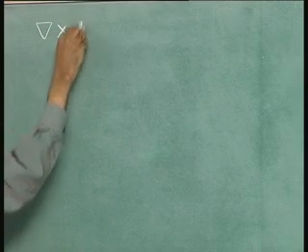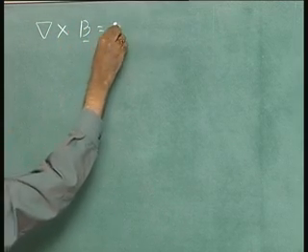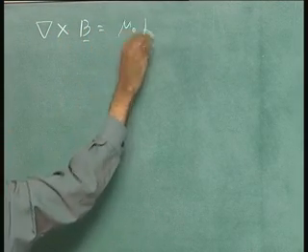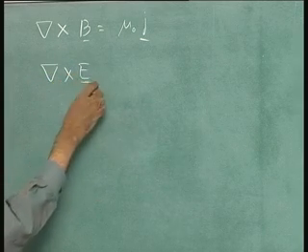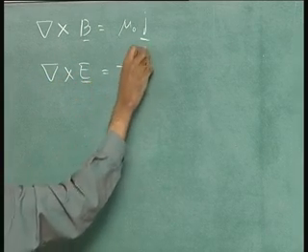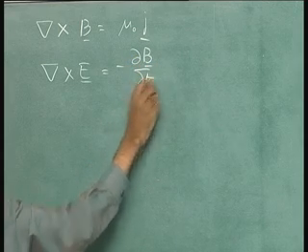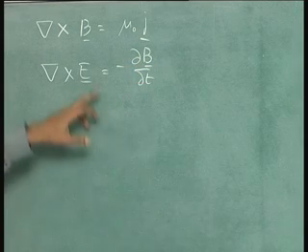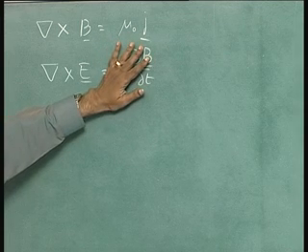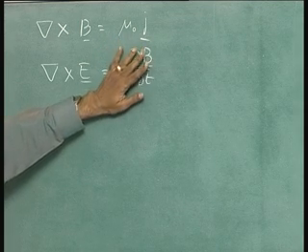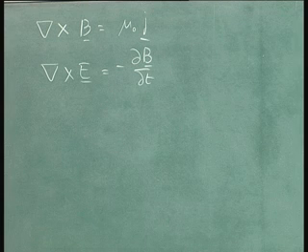What we said was that you have two equations: curl of B equals mu naught J, and curl of E is equal to minus del B del T. This was the new rule, that earlier we had curl of E equals 0. Because of Faraday's law, we now know that curl of E is equal to minus del B del T.